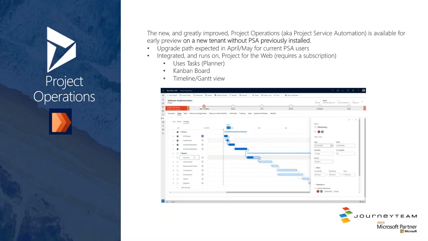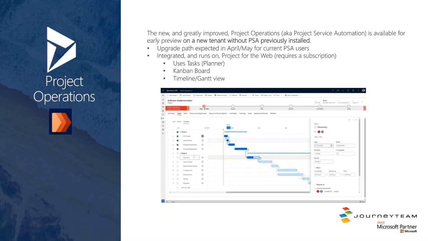What is cool about this, and it's a little bit of a segue back to what Kip was talking about with Planner and Project, but within Dynamics, in Project Operations, you now have the ability to run a traditional task grid. You have a board, so think of a Planner board. And then you also have a timeline view, which is using Project for the web. So it saves the project as if it is a Project for the web file, but it is showing it and managing it within Project Operations.